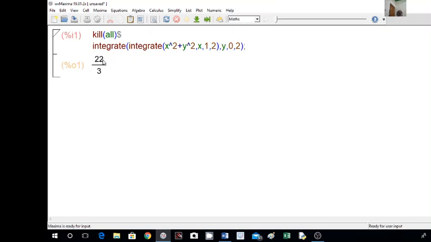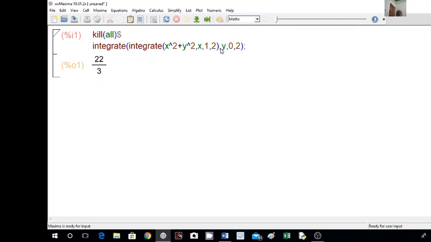Yeah, I am getting 22 by 3. This is the command for the double integrals. Integrate, open bracket, integrate, open bracket. Here write the function to be integrated, comma. First, which is integration with respect to x, you have to write x here and write the limits, lower limit and upper limit.